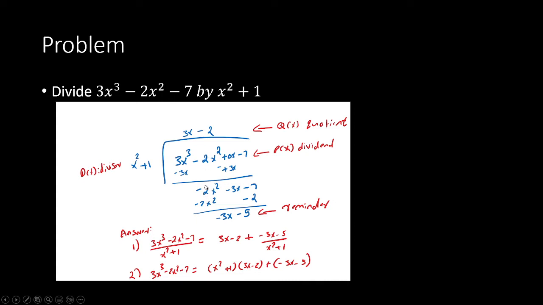So you get negative 2x squared minus 3x, then minus 7. Then is there any number we could multiply by to get this? Negative 2 gives you negative 2x squared, and this will give you 7 minus 2, 5. Plus 3x, so there's a remainder. You could write it in two ways, right? You put 3x minus 2 plus (3x minus 5) over x squared plus 1, or x squared plus 1 times 3x minus 2 plus 3x minus 5.